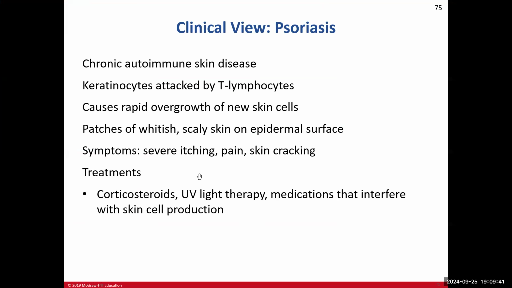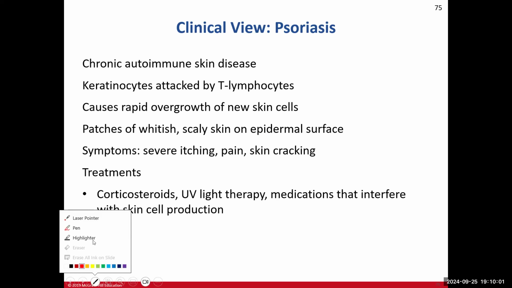Psoriasis. Our next clinical view is psoriasis, an autoimmune disease. If you watch golf, you'll see tons of commercials for psoriasis. I don't know if it's because the population of people that watch golf suffer from psoriasis, but I don't watch a lot of golf, and whenever I do, I see commercials for psoriasis.